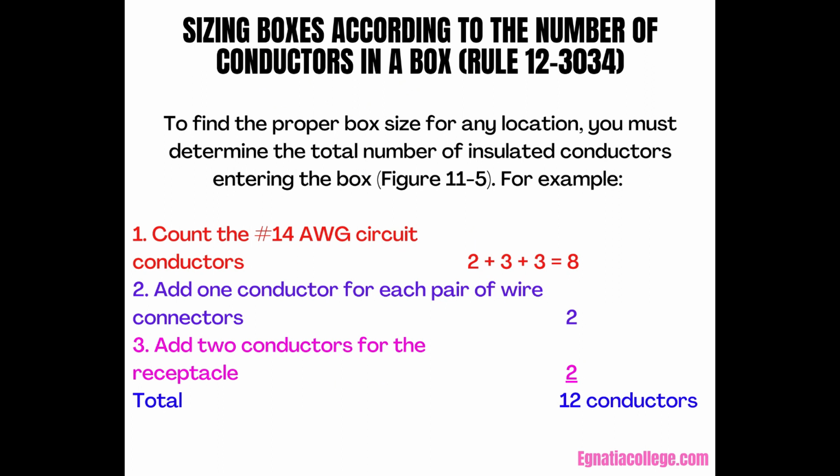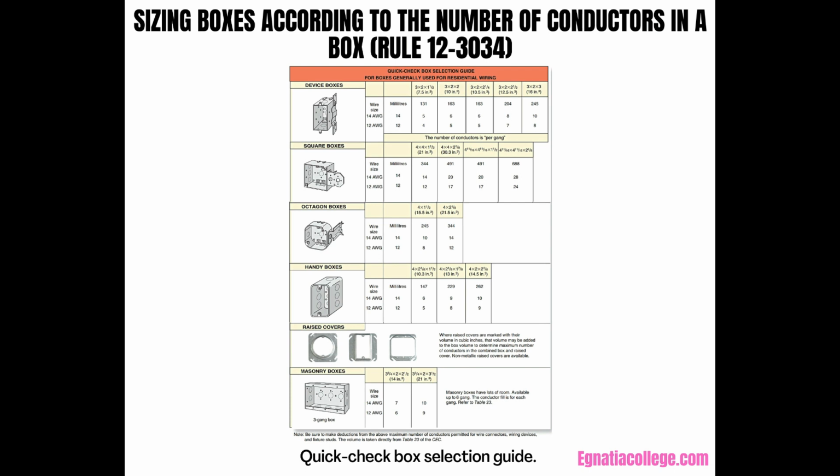For example: 1. Count the number 14 AWG circuit conductors: 2 plus 3 plus 3 equals 8. 2. Add 1 conductor for each pair of wire connectors: 2. 3. Add 2 conductors for the receptacle: 2. Total: 12 conductors. Once you know the total number of conductors, refer to CEC Table 23 and this figure to determine the box suitable for the conductors.